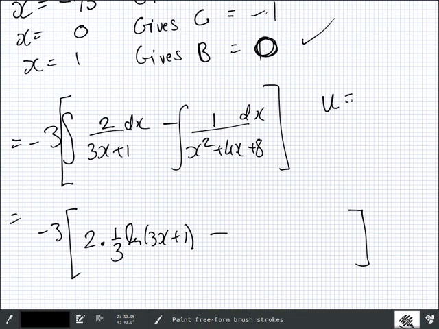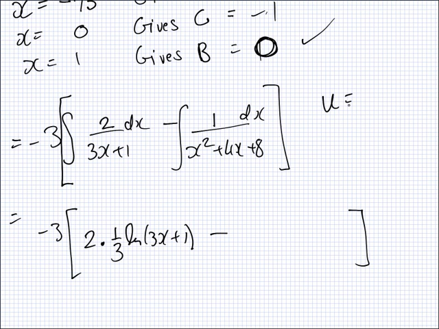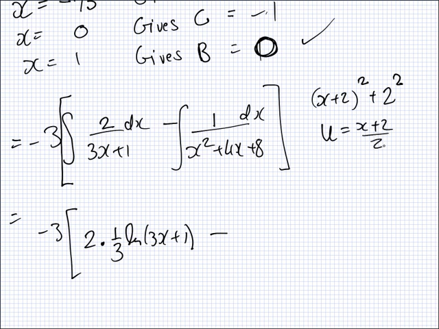We have to make u equal something. x plus 2 squared plus 4. Nearly. What's that called? Completing the square. So you say that's x plus 2 squared plus 4, which is 2 squared. So what you do is you make u equal to x plus 2 over 2. This one over that one.